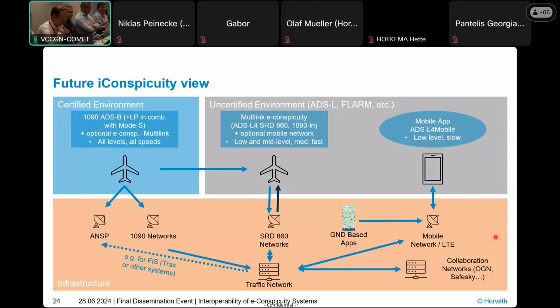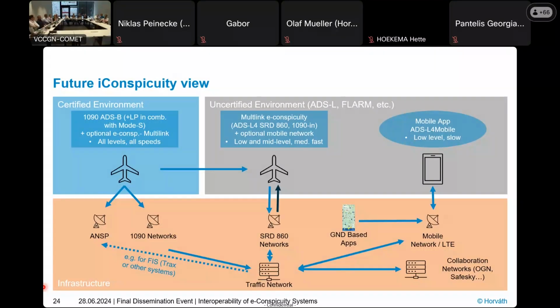The ground network consists of the ANSP, of course. They're collecting via secondary radar and the ADS-B receptions, and the 1090 networks like ADSB Exchange. There are also the networks from SRD860 and the mobile network as well. And all in common, they need a connected traffic network. And the ground-based apps are connected to this mobile network and then via the traffic network as well.